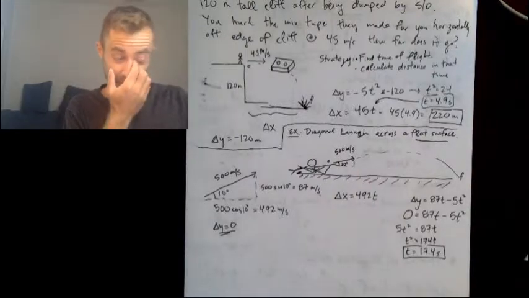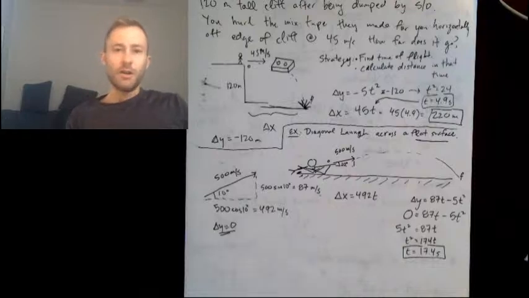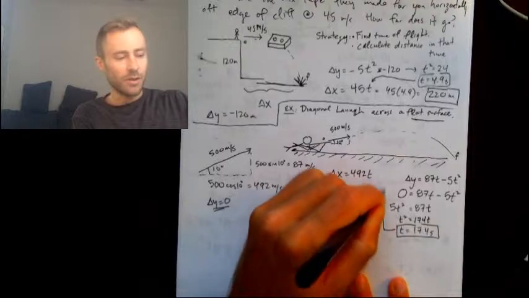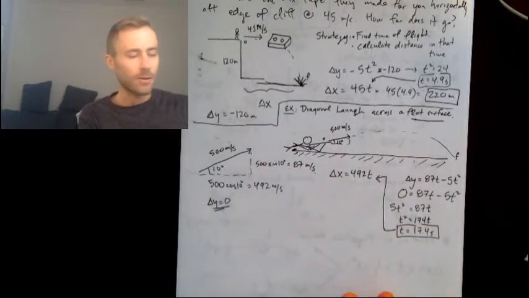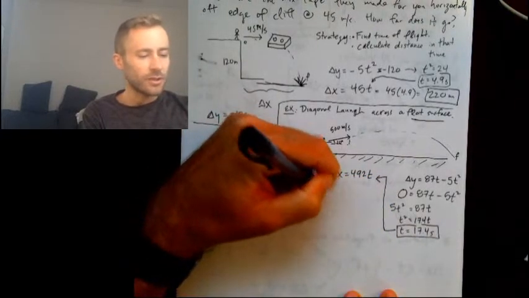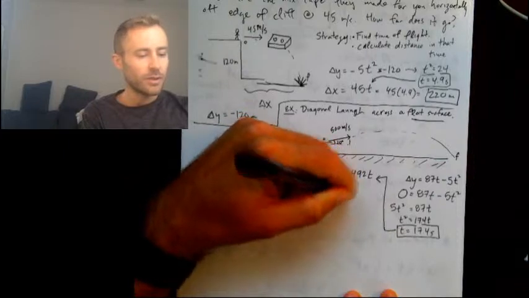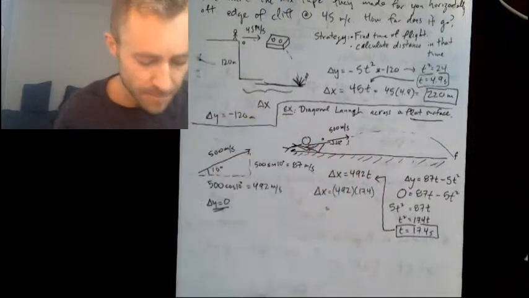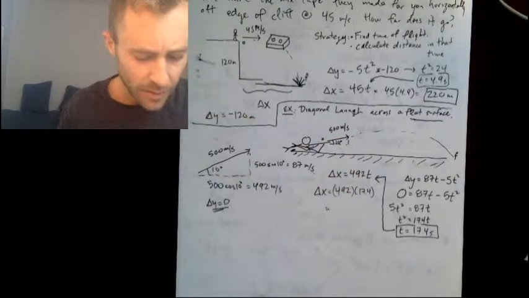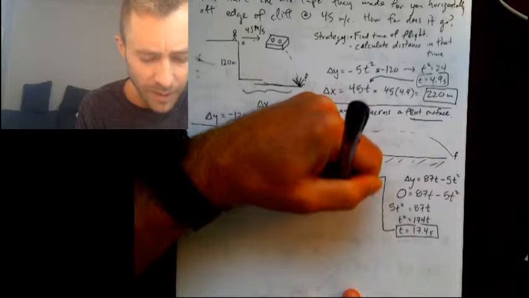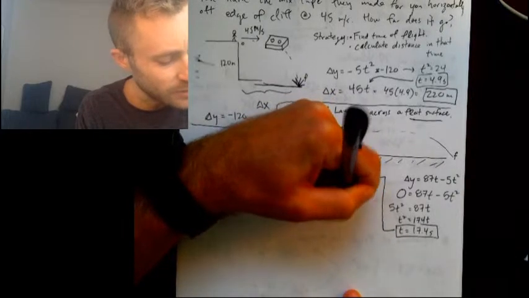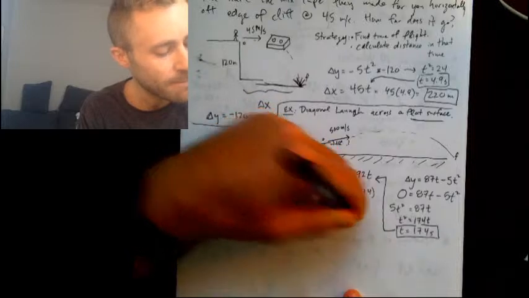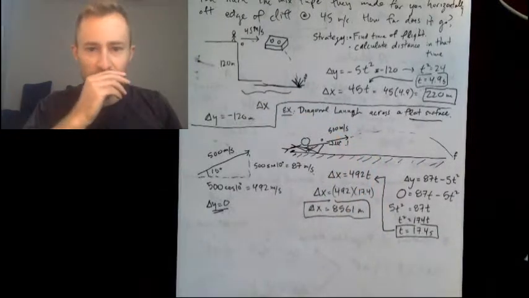Yeah. Okay. So now, if I want to know how far does it go in that time, I then take this number and I plug it in for time right here. Okay. So delta x is 492 times 17.4, and I get 8,561 meters is the horizontal distance. Okay? So that would be the answer to that problem.